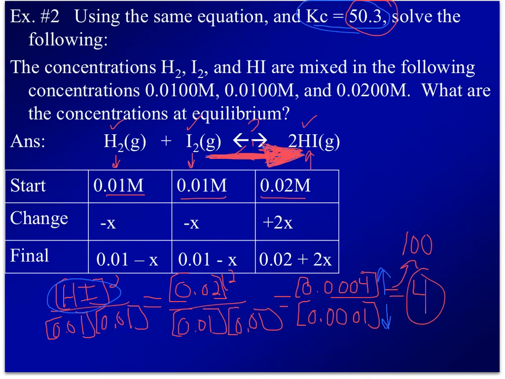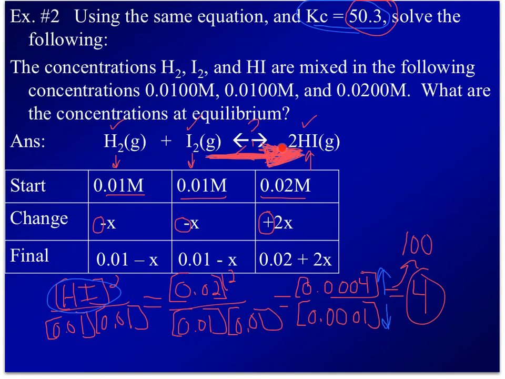Okay, so we said it's going to shift to the right. That means the right is going to increase, so HI is going to increase, and both of these are going to decrease, meaning we're going to lose some of those. So we're going to make H2 minus x, I2 minus x. We don't know how much they changed, but we know they changed by the same amount, and we know they decrease because we found that out. Okay, and then we know that HI is going to increase.